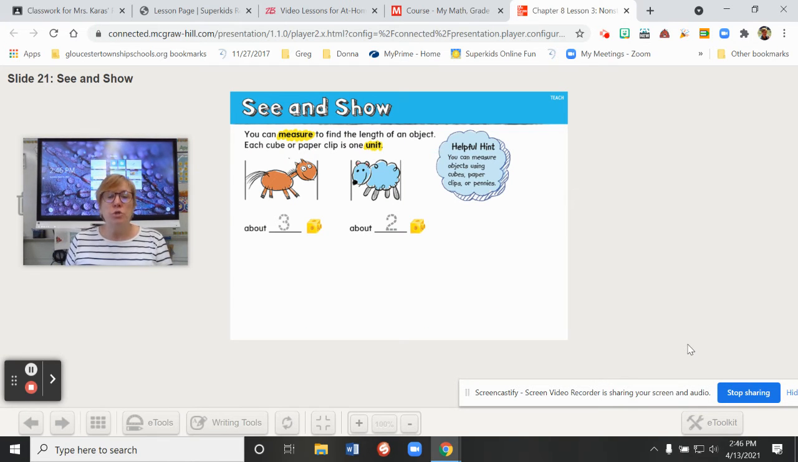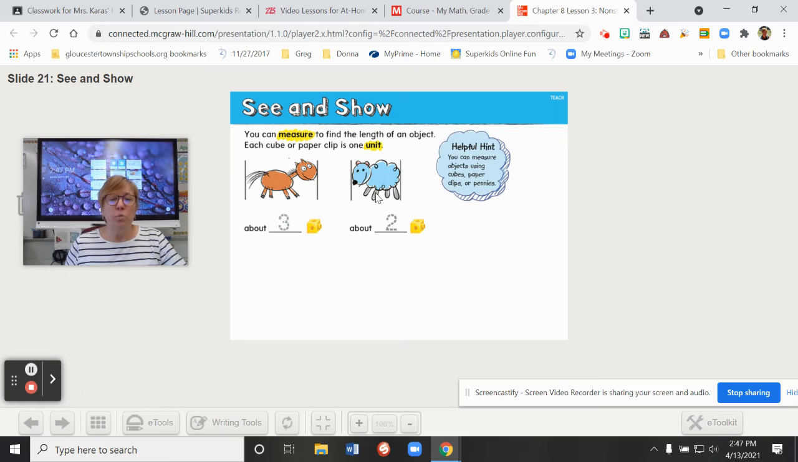You can measure to find the length of an object. Each cube or paper clip is 1 unit. So when you measure, you're going to say how many units there are. In this case, notice you have to label it so that people know what unit you used to measure. So helpful hint, you can measure objects using cubes, paper clips, or pennies.